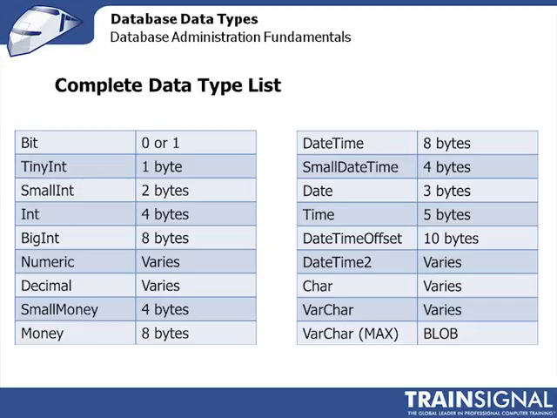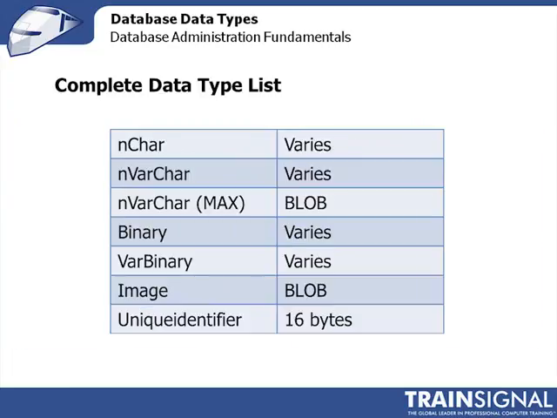Date time offset takes up 10 bytes. Date time 2, that's that other one. That one varies. SQL Server will try and make that take up less data if it's able to. Char, that's the fixed length character. You decide how large that is, so that's why that varies, as does varchar. And there's also something called varchar max, which is stored as a blob. And we'll talk in just a moment about what a blob is in SQL Server.